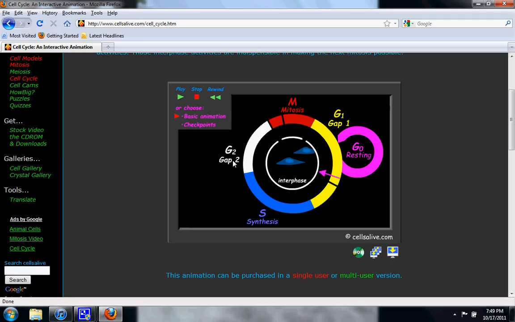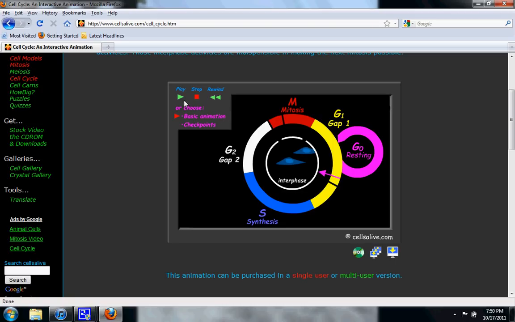And then this last white part is called the gap 2 phase, and that's another period of growth and kind of rest. So G1, G0, then synthesis, and then another second growth gap period. We call those G1, G0, S, and G2. Together it's called interphase. And then this part here, the red, is called mitosis, and that's actually when the cell divides.